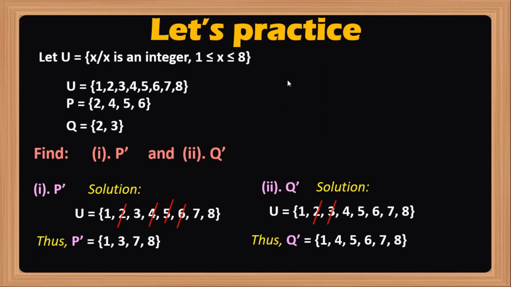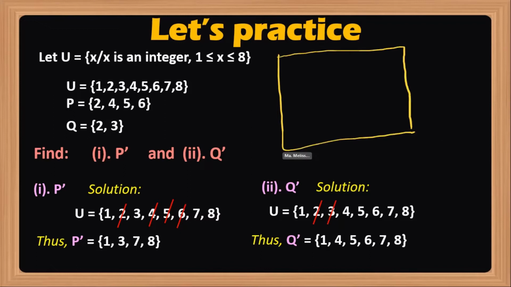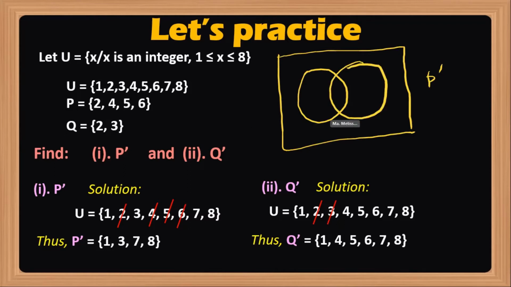Now, i-draw natin. Let's draw for the first one. For the P complement lang muna. This is P complement. So letter P is 2, 4, 5, 6. We have 3. And we have, nasa labas ang 1, 7, and 8.